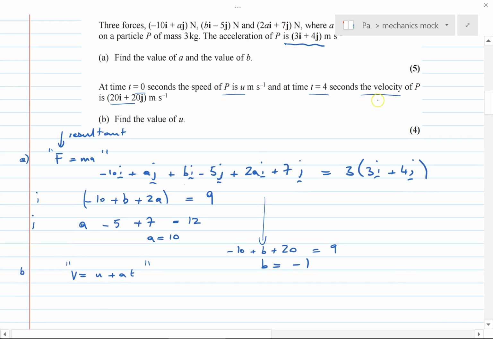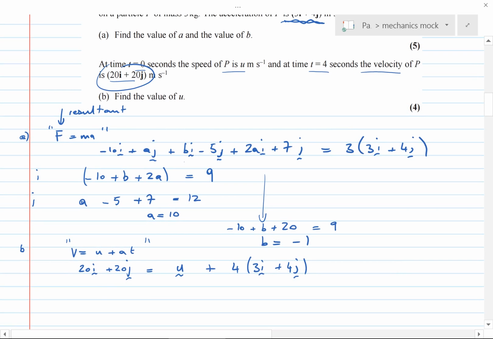And we're given the velocity after 4 seconds here. So that's 20i plus 20j equals u, which is what we're asked to find out, plus 4 times the acceleration, 3i plus 4j. So that gives us u, when we work that out, because this is 12i and 20i, so that's 8i. And here we've got 20 minus 16, so 4j.